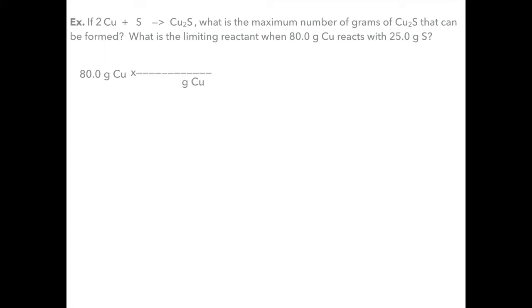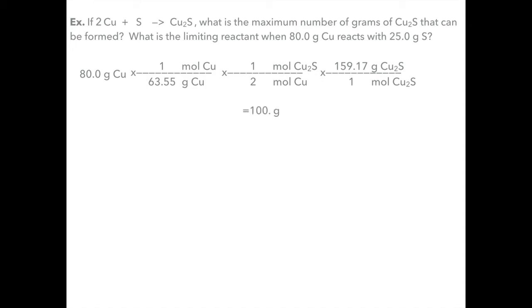So I'm going to put grams of copper on bottom, moles of copper up top. So I'm going to put the molar mass of copper on bottom, 1 for moles of copper. Now I need to get into moles of copper 1 sulfide. So I'm going to put moles of copper on bottom, moles of copper 1 sulfide on top. I'm going to put the coefficients, so I've got a 1 for copper 1 sulfide and a 2 for copper. Then I'm going to get into grams of copper 1 sulfide. So I'm going to put moles on bottom, grams up top. The molar mass of copper 1 sulfide is 159.17 for every 1 mole of copper 1 sulfide. And so that will produce, when you do the math, 100 grams of copper sulfide.